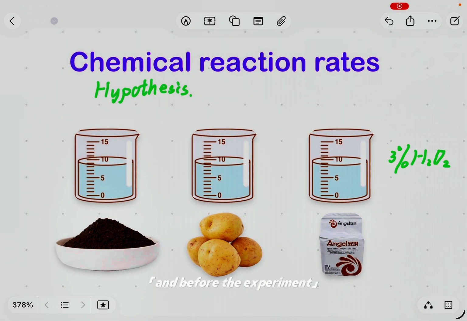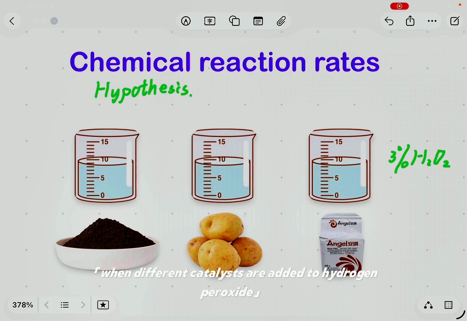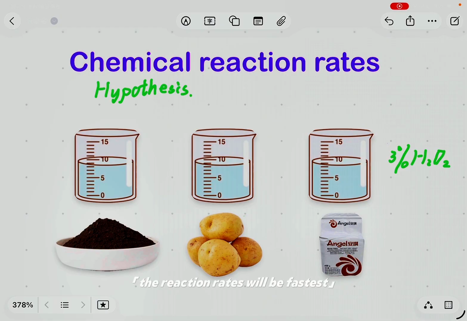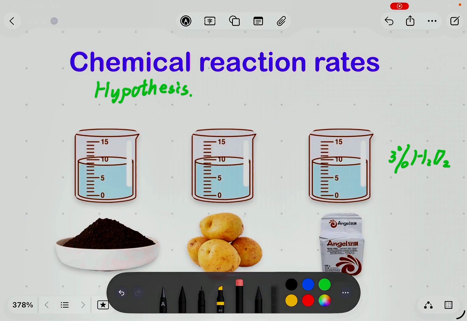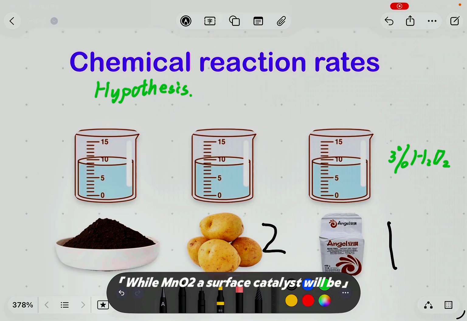Before the experiment, we must hypothesize that when different catalysts are added to hydrogen peroxide of identical concentrations and volume, the reaction rates will be fastest with highly active yeast, followed by potatoes. While MnO2, being a surface catalyst, will exhibit a slightly slower or comparable rate.